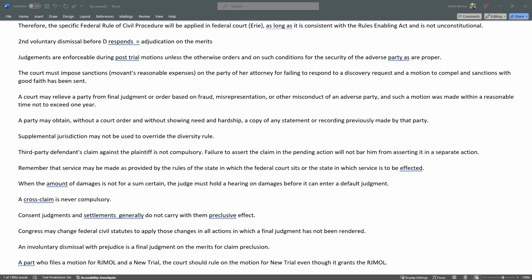When the amount of damages is not for a sum certain, the judge must hold a hearing on damages before it can enter a default judgment. A cross-claim is never compulsory. Consent judgments and settlements generally do not carry with them preclusive effect.